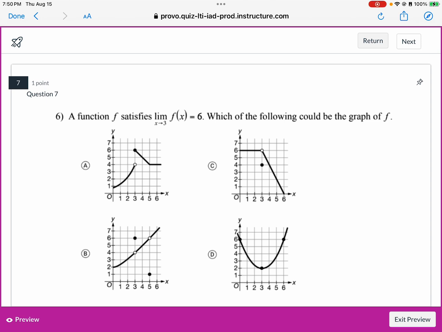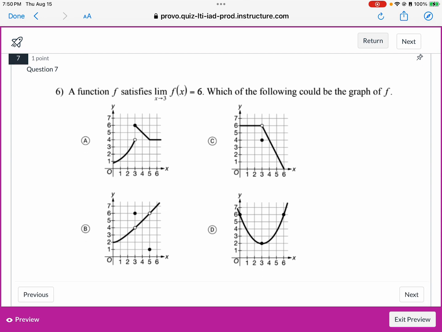Question 6. The function f satisfies the limit as x approaches 3 of f of x equals 6. Which of the following could be the graph of f? I think you guys got that one. You're just trying to make sure which of these graphs satisfies the limit as x approaches 3 of f of x equals 6.